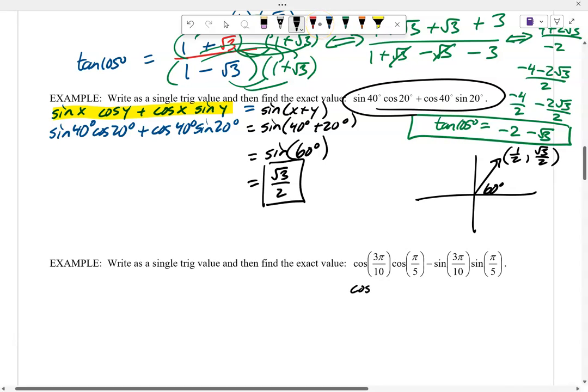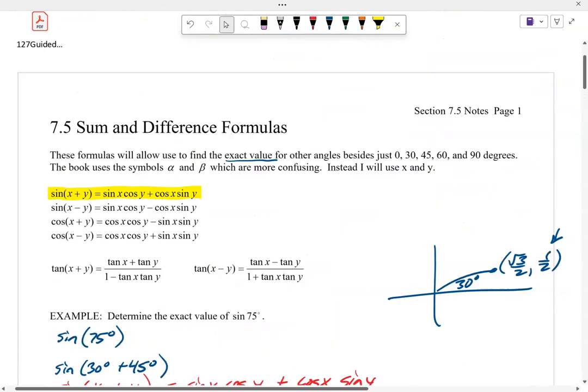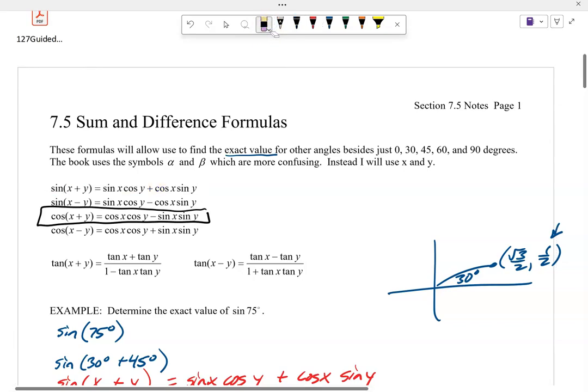So we got cosine x, cosine y. So x is the 3 pi 10, y is the pi 5. So minus sine, that would be the x. Sine, that would be the y. So I'm looking for cosine x, cosine y minus sine x, sine y. Cosine x, cosine y minus sine x, sine y. So that'd be that one right there. So cosine of x plus y.